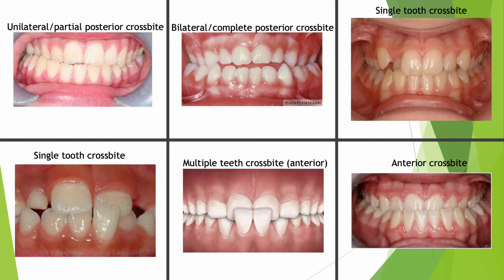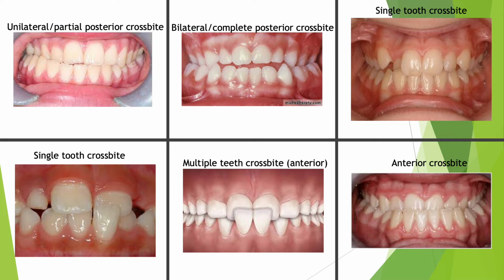Now coming down to the picture just below, you will see anterior crossbite. What happens in this? We see that the entire front segment of teeth, that is from canine to canine, the upper front teeth, are sitting inside the lower front teeth, and because the entire front segment is involved, we call it anterior crossbite.